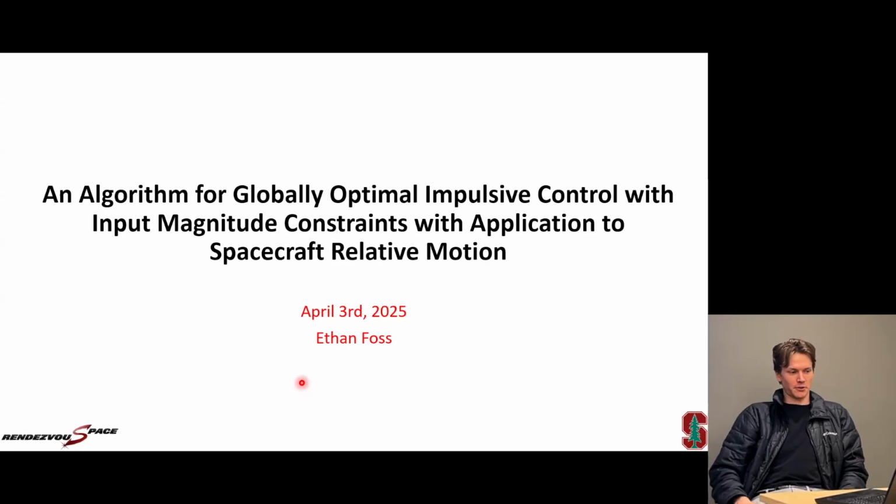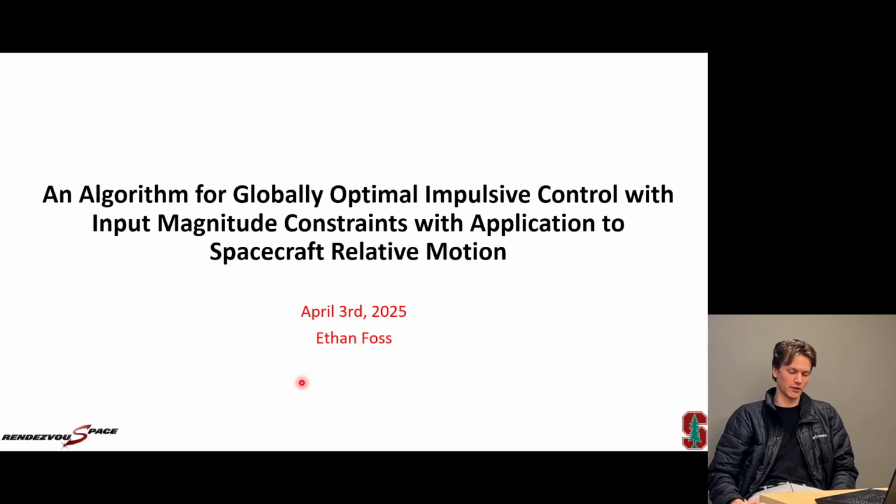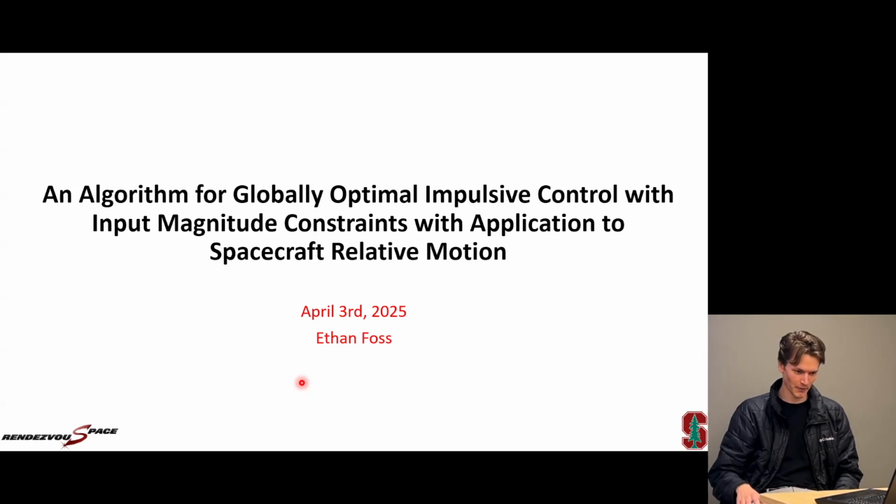So yeah, today I'll just be presenting a little bit of work that I did last quarter. In particular, I'll present an algorithm for globally optimal impulsive control with input magnitude constraints. And I'll show several demonstrations with relevance to spacecraft relative motion. I guess I want to show the elegance and simplicity of this algorithm, so I'll try to keep this presentation short and sweet.